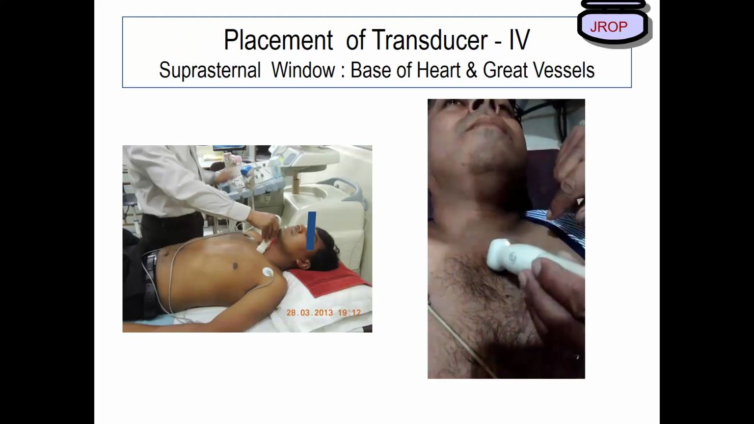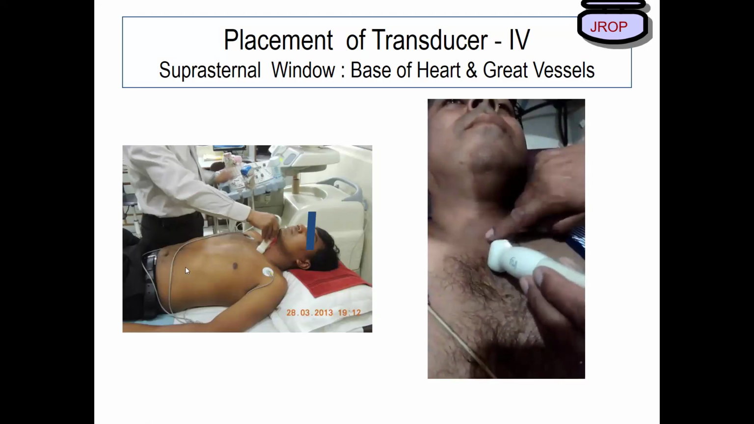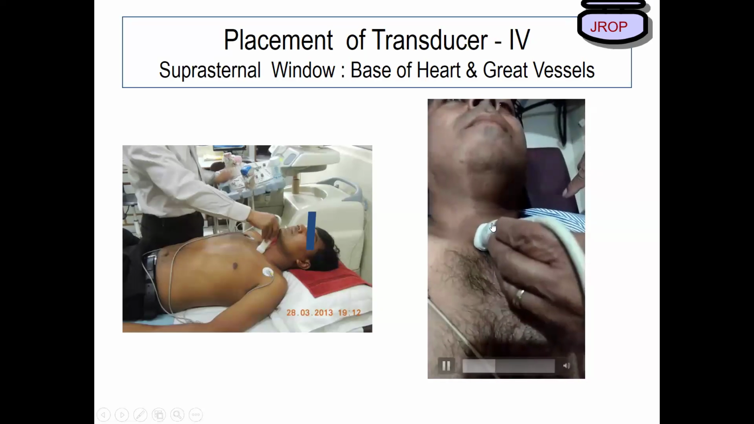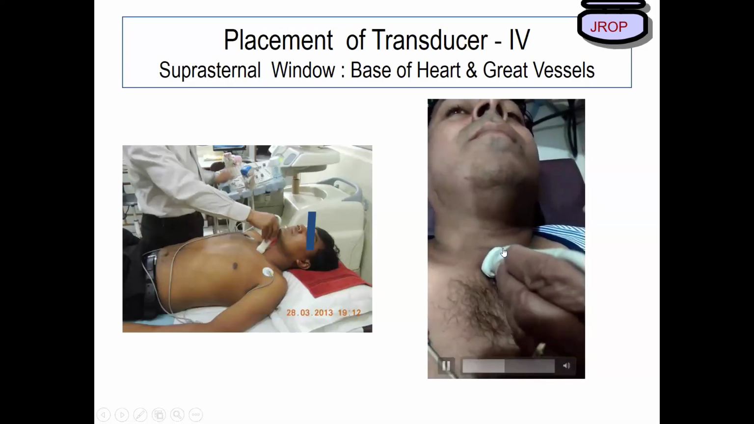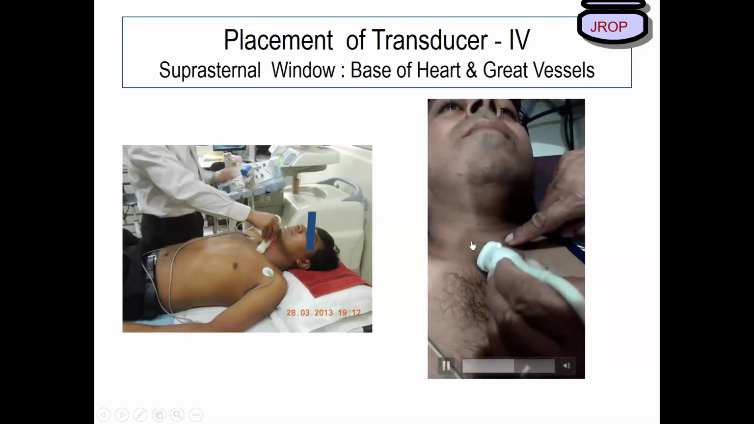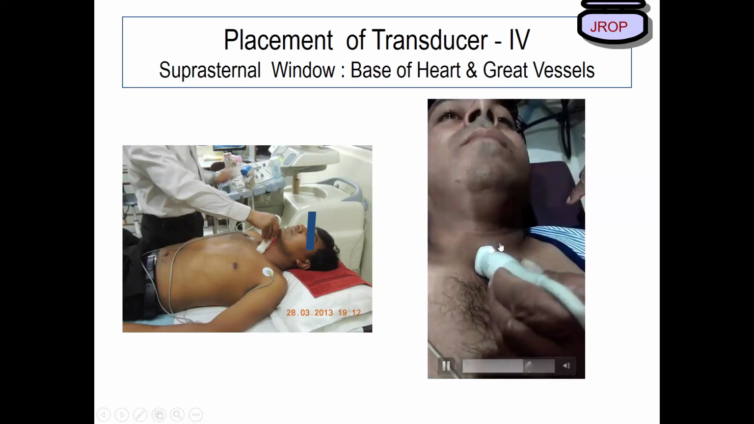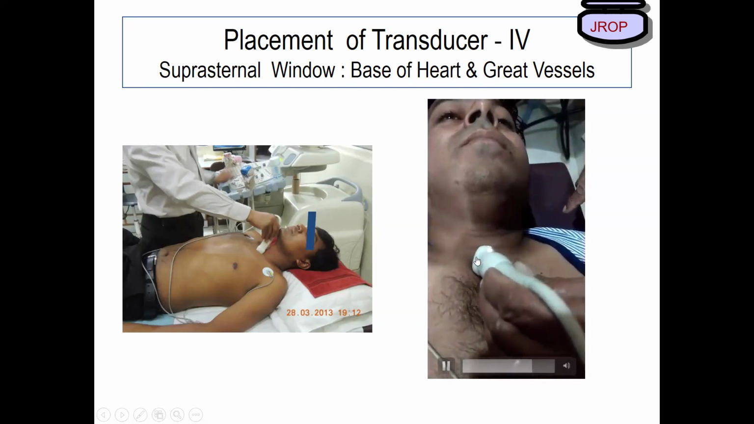Next is the suprasternal window. Now, this is a very precarious window. Index marker at 1 o'clock position. Here is the index marker. And here is where the ascending aorta is. Here is where the descending aorta is. So we just keep in the suprasternal position.